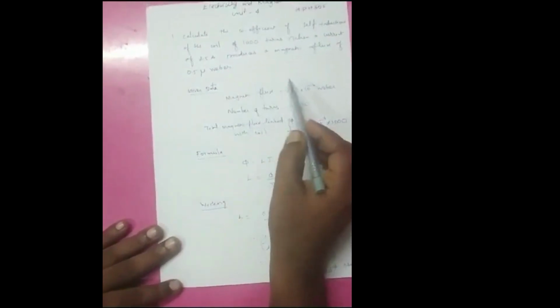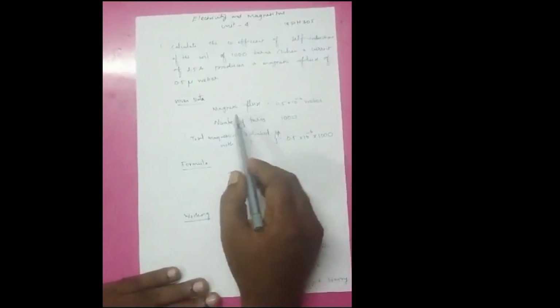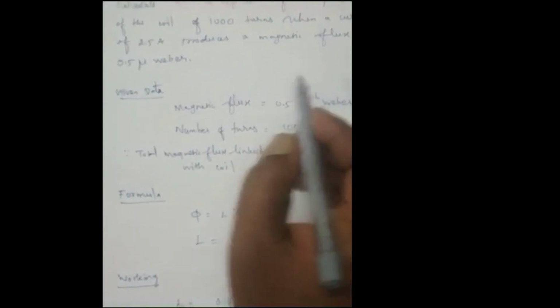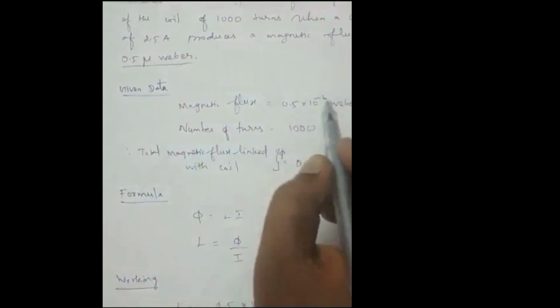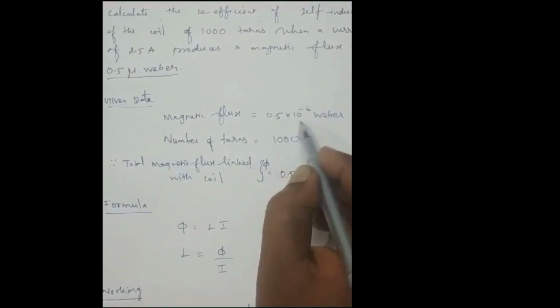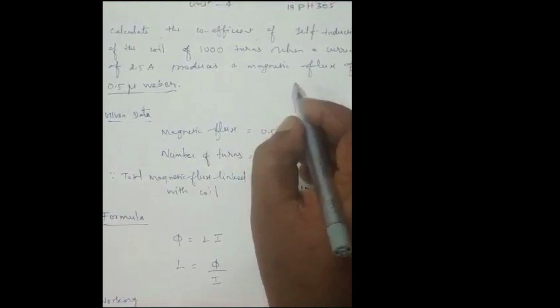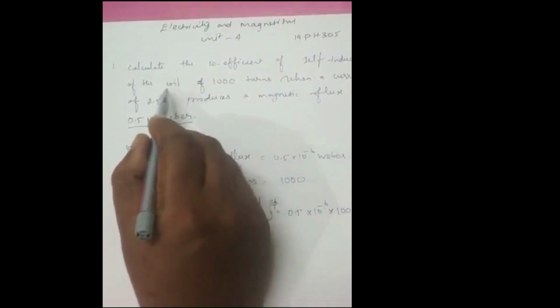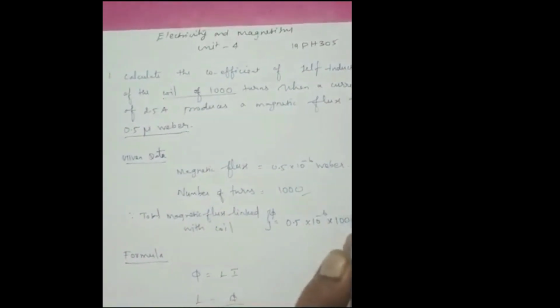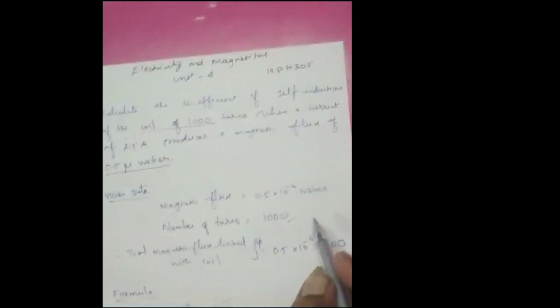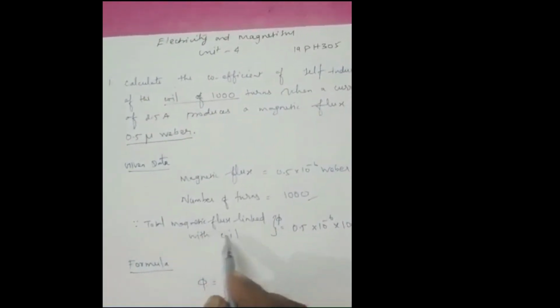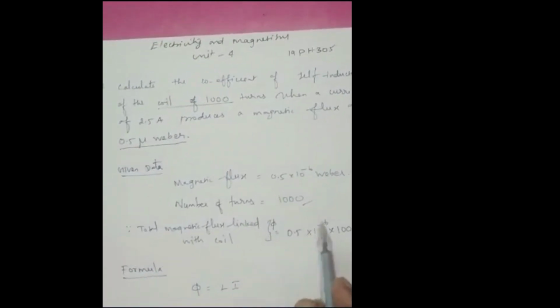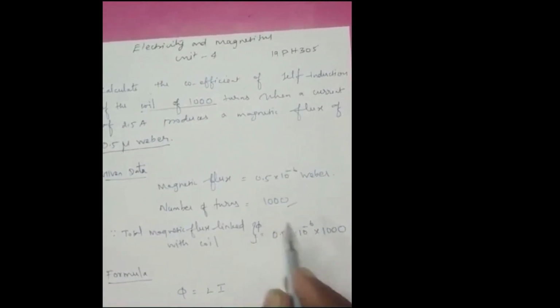noting the given data from the problem. Here the magnetic flux is 0.5 microweber, so that's why we change it to 0.5 × 10 power minus 6 Weber. Then the number of turns of the coil. So likewise I put it here, and now we need the total magnetic flux linked with the coil. It is denoted as phi.